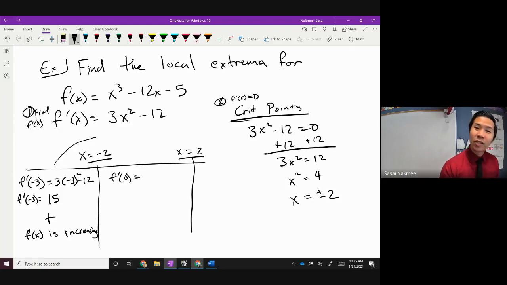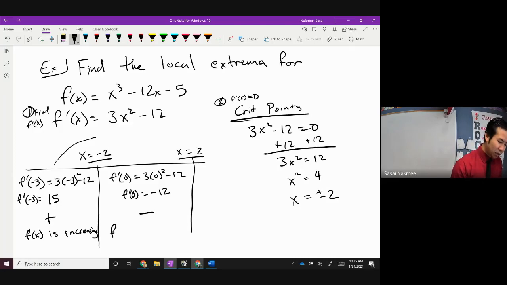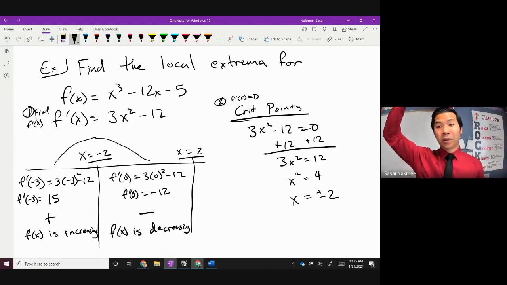And I just want to see what the function is doing between -2 and 2. When I plug in 0, I get 3 times 0 squared minus 12, which tells me that the derivative at 0 is equal to -12. That's a negative sign, which means the original function f of x is decreasing on this interval. It's decreasing on the interval from -2 to 2. So once it reaches here, it starts to go down. Again, I don't know where it's going down, but I know it's going down.